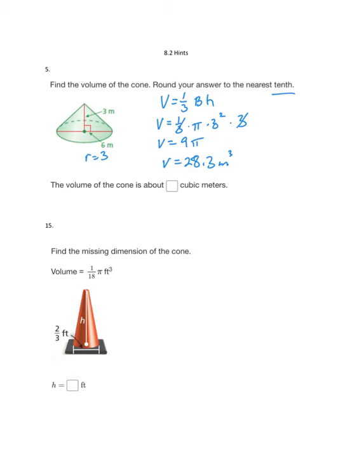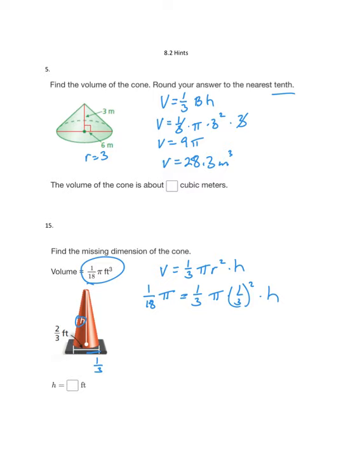All right, next I'm finding the missing dimension on this cone, which is the height. That's what I'm going to try to find. I'm going to use my formula, volume equals 1/3 area of the base, which is pi r squared, times the height. Now they tell me that the volume is 1/18 times pi. And that's equal to 1/3 times pi times the radius. The diameter is 2/3 of a foot, so the radius is 1/3 of a foot. So that's 1/3 squared times h.